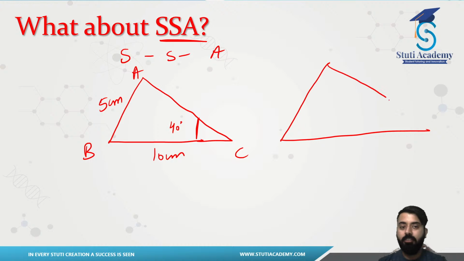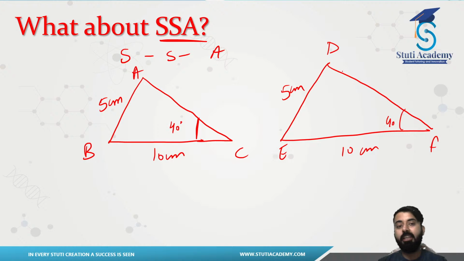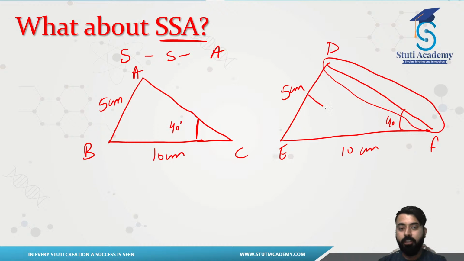Now in this case, see here, this is DEF. Let's say this is 5 centimeter, this is 10 centimeter, and this is 40 centimeter as well. But the thing here arises that we don't know this dimension. I can just move forward and construct a 40-degree angle like that also, right? It can happen.